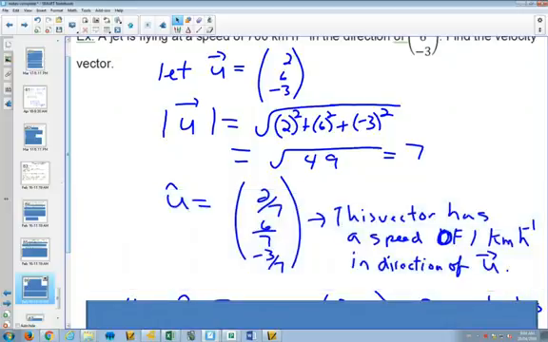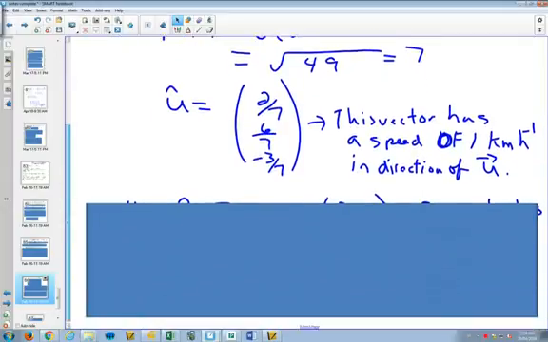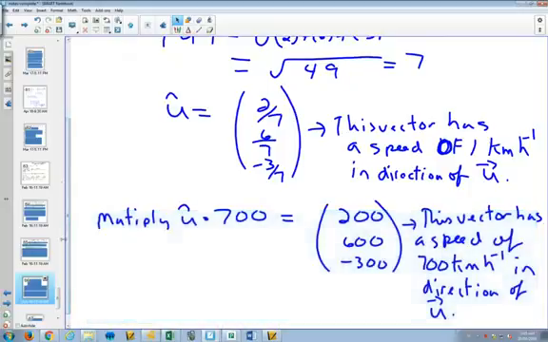So here's our unit vector. And a unit vector would have a speed of 1 kilometer per hour in that same direction. And then you just need to multiply that by 700. It has the same direction as the vector that we started with, and it will have a magnitude of 700, so its speed will be 700.